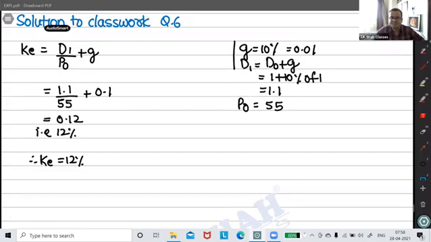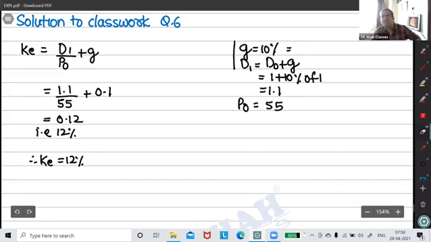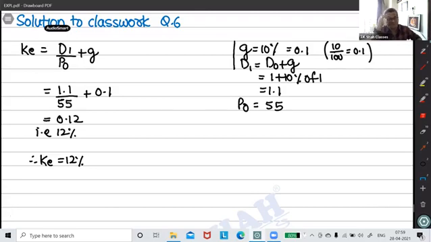Right, people? G is 0.1. So I have written 0.1. What difference I have written? Oh, 0.01. Sorry. Mistake. 0.1. Yes. 10% is 10 upon 100, now 0.1. Okay, fine.